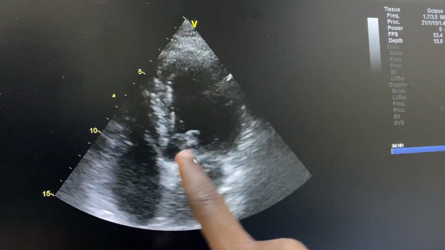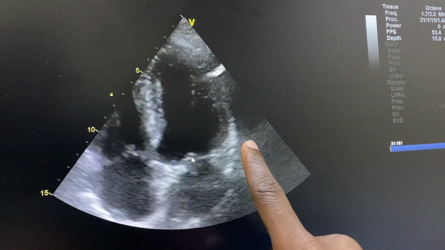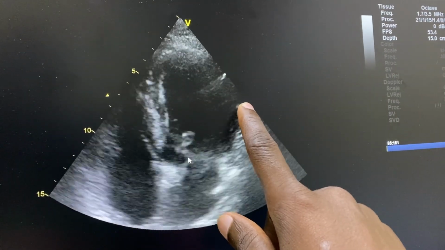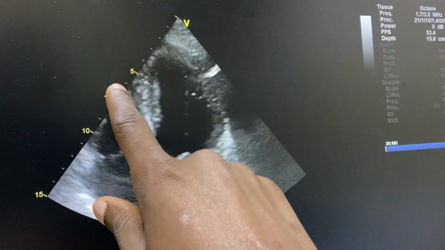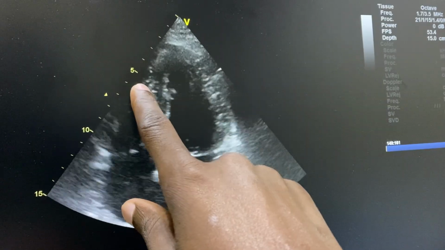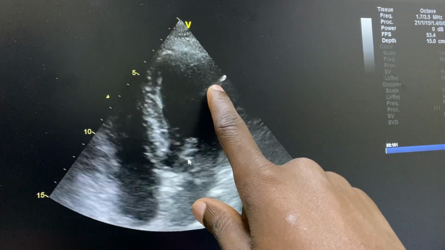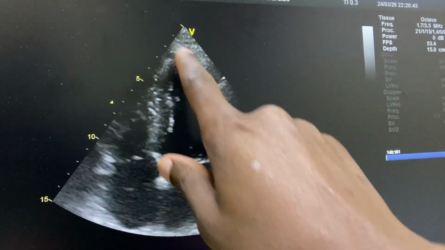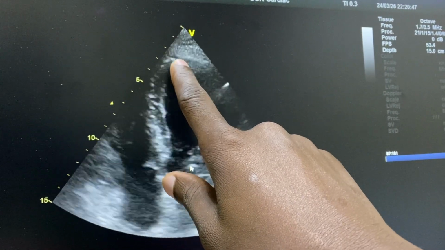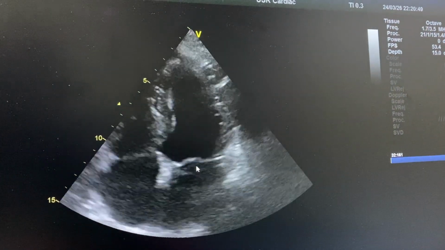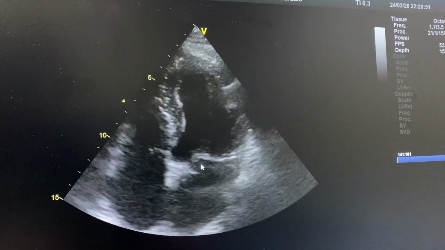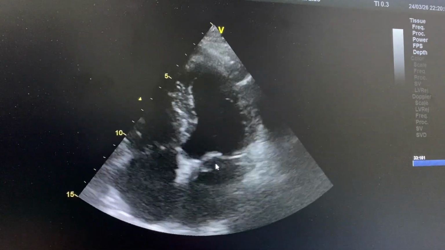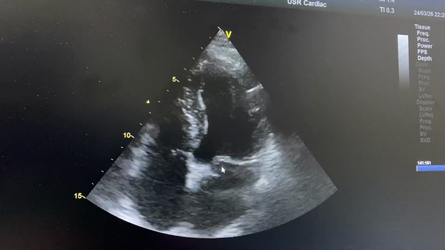And again, you have to go dividing it, basal anterior or basal inferior, mid anterior or mid inferior, and then lateral apex, inferior apex, and then anterior apex, and then the true apex, like that. So with that, I think we have exhausted naming the 17 segments.